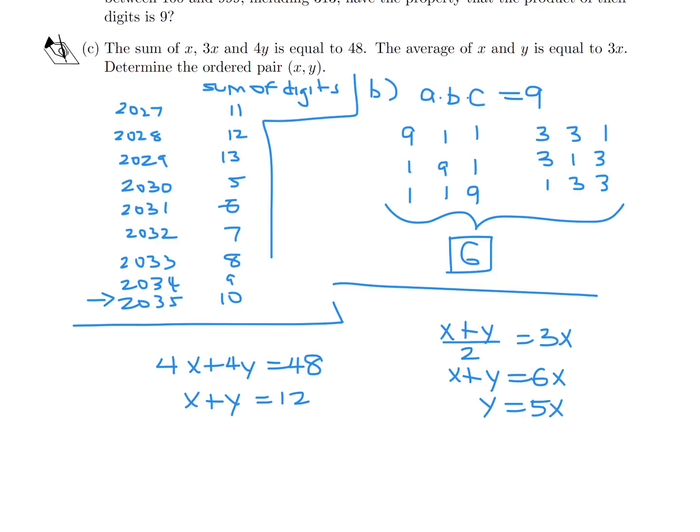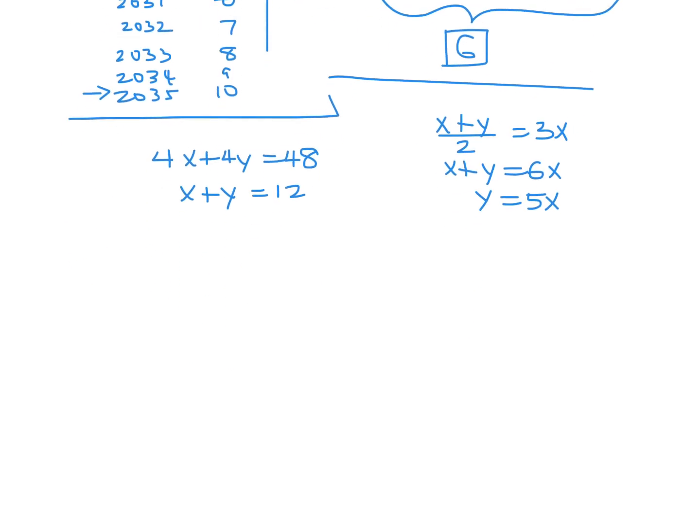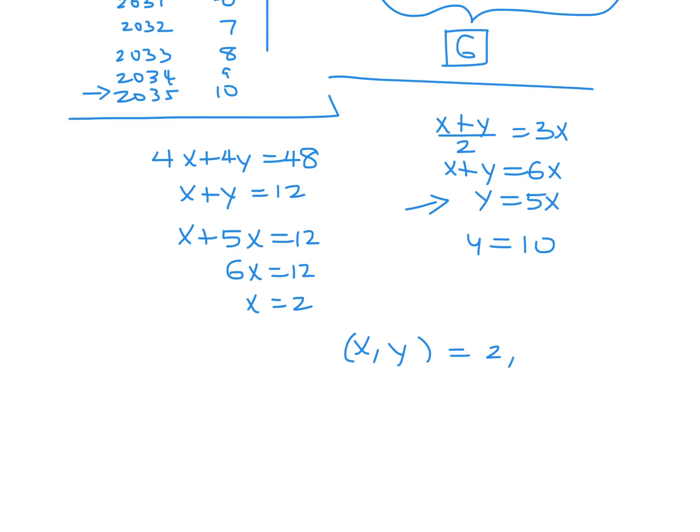And that's it. It's just a system of equations to figure out x, y, which shouldn't be too hard. So then x plus 5x is equal to 12. So therefore 6x is equal to 12, and therefore x is equal to 2. And then if we substitute x equal to 2 back into that, we get y equals 10. So the pair is (2, 10).